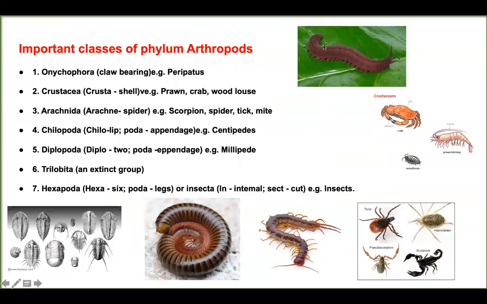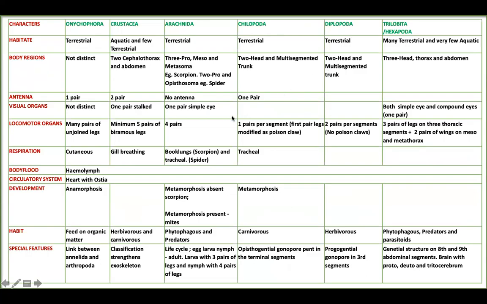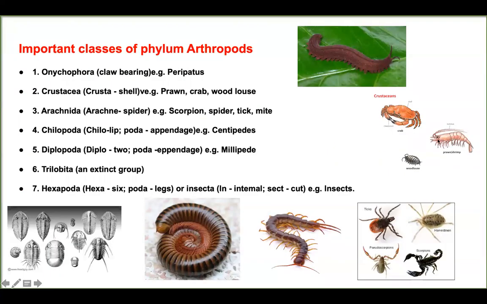Coming to the body region, Onychophora has no distinct body region. There is no different type of body segmentation. Then Crustacea, there are two segments, that is cephalothorax and abdomen. Here you can see in Crustacea there is a cephalothorax, meaning thorax and head are joined together, and the abdomen.